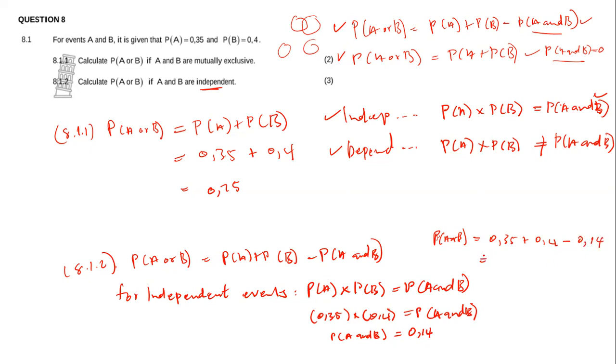And therefore, what will be my final answer? Probability of A or B, I'm going to say 0.35 plus 0.4, subtract my answer, which was 0.14. And then I get that my probability will be 0.61. This is how we treat this question over here.